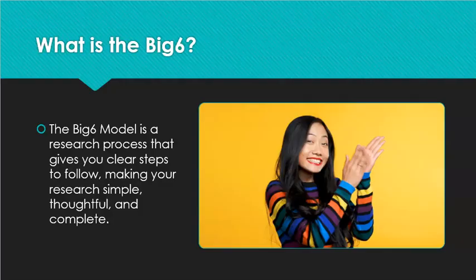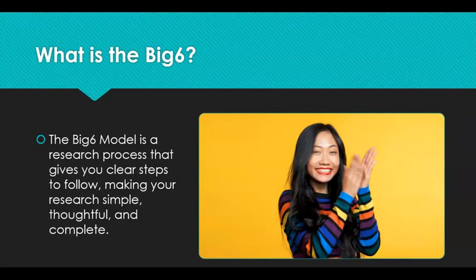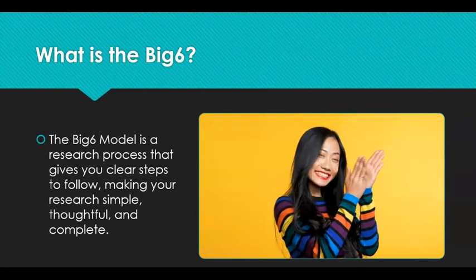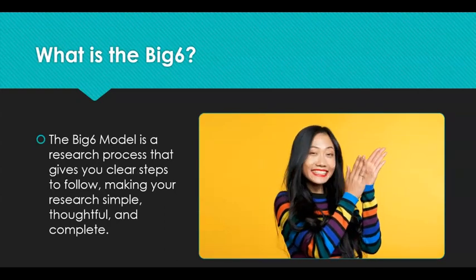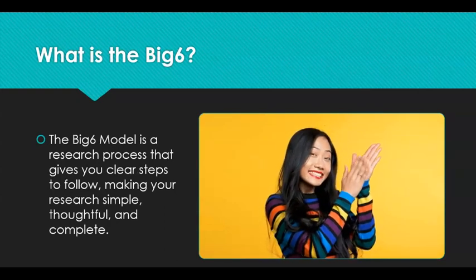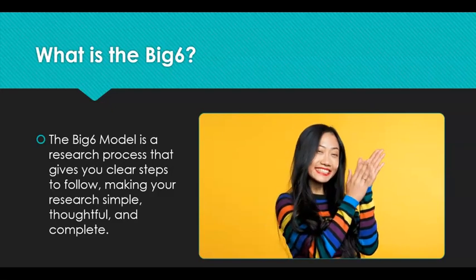So now let's talk a little bit about what is Big 6. The Big 6 model is a research process that gives you clear steps to follow, making your research simple, thoughtful, and complete. Doesn't that sound great to have a model that'll help you along the way?